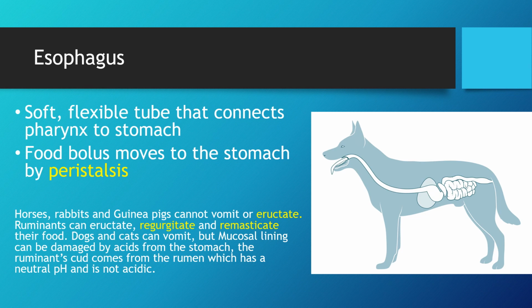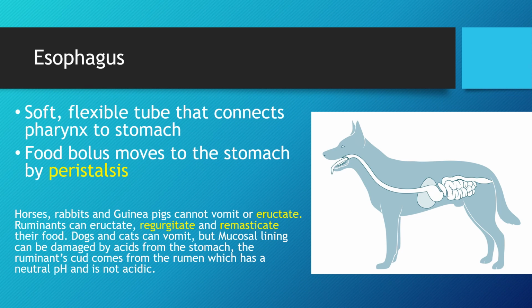So their esophagus doesn't allow anything to leave the stomach and go back up into the mouth area, which is just a function of their anatomy. Ruminants, however, can absolutely eructate and do it all the time. They can also regurgitate, and then they remasticate their food. Now, what does that all mean?